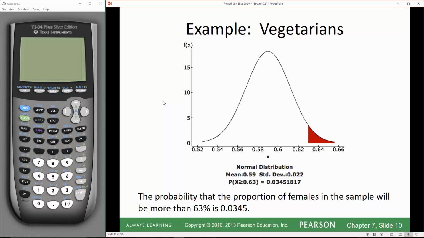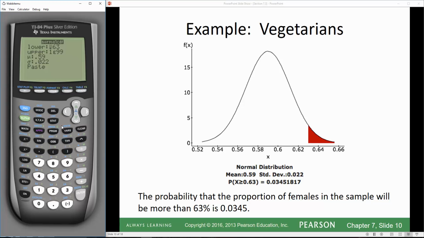I believe this is from StatCrunch. But we have to be able to do this on the calculator, right? So let me just remind you how we would do this in the calculator. You would go to second and then distribution, and we want normal CDF. In the lower, you would put 0.63, as I have here. The upper, we're going to go to infinity, so how we can code that is 1E99.